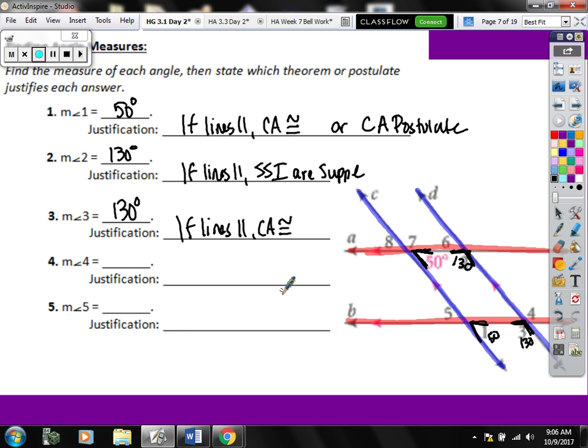The other option is to use, these are actually same side interior. Now some students will say, but they're outside. They're actually inside of my blue lines. These would actually be same side interior. So that's another possible option for a reason. All right, angle 4. What would angle 4 be?